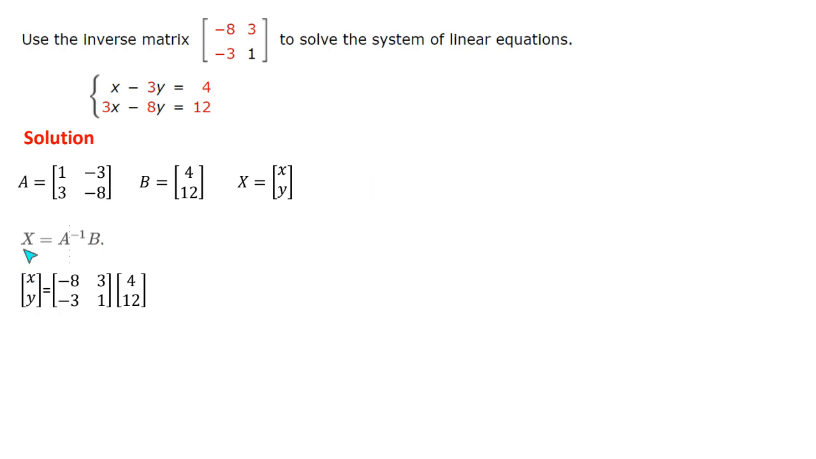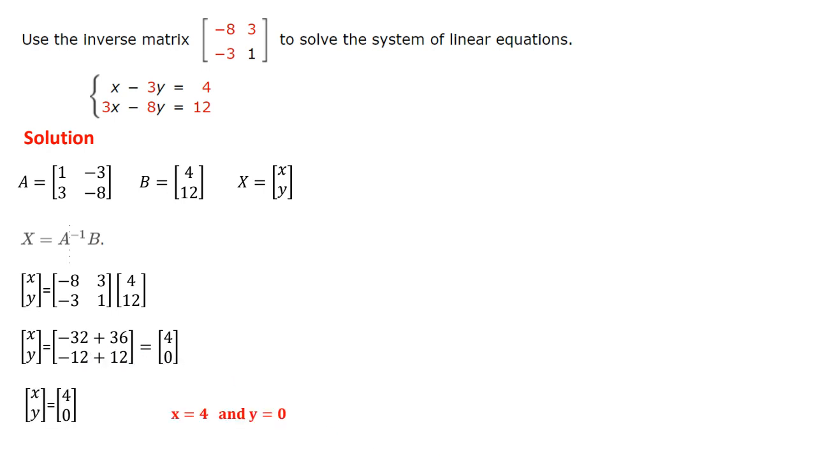Okay, so to solve this system, we use this formula here. It has the matrix X, which is X and Y, and A inverse, which was given. So I'm just going to write it here. And then B is your constant matrix, 4 and 12. To get your answer, we multiply -8 times 4, 3 times 12, and add those numbers, and we get 4. And then -3 times 4 is -12. 1 times 12 is 12. -12 plus 12 is 0. So my solution here is x is equal to 4 and y is equal to 0.